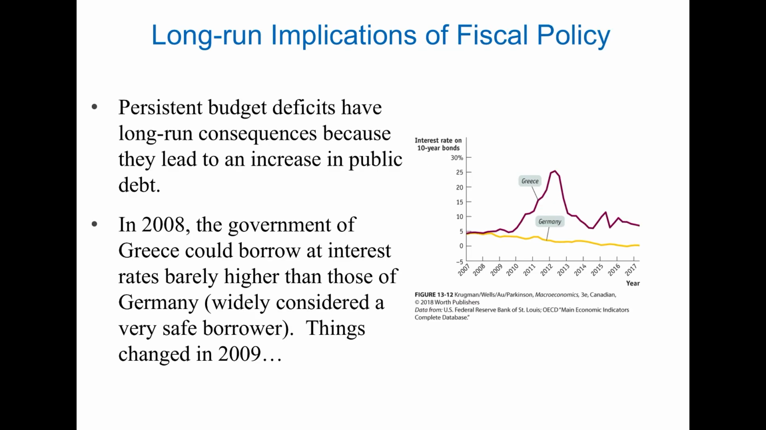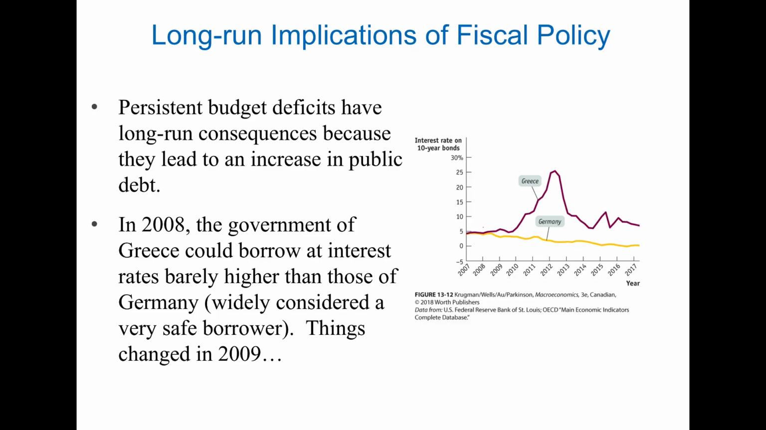Long run implication of a fiscal policy deficit: we see with reference to Europe, Greece was in trouble. Why was it in trouble? Because of a consistent deficit. They have a huge debt, and the debt creates a problem for the economy. So persistent budget deficits have long run consequences because they lead to an increase in public debt.